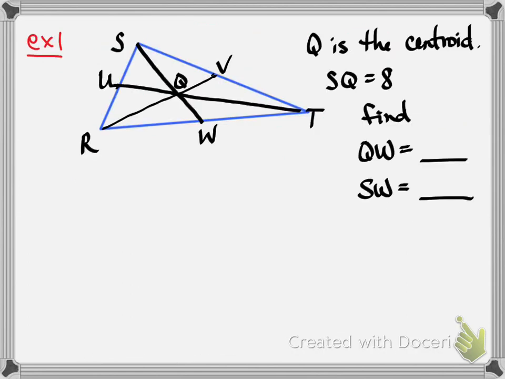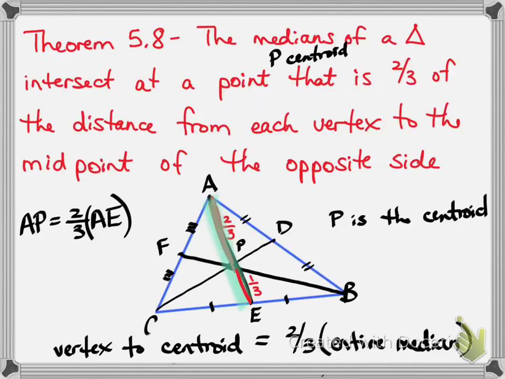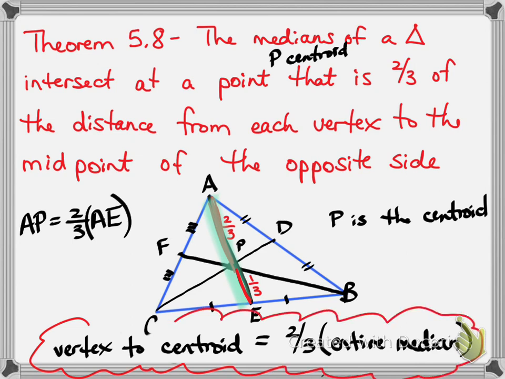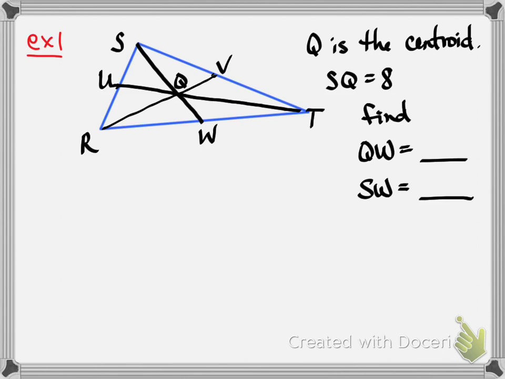Okay, here's an example of where we're going to use that statement. And I didn't tell you to do so, but I think you should bubble this. This is the important statement for this section. This is going to be the key to getting all these homework problems right. So I think you should bubble that. Alrighty, so we have a triangle here, and it says Q is the centroid. And it tells us that SQ is 8.